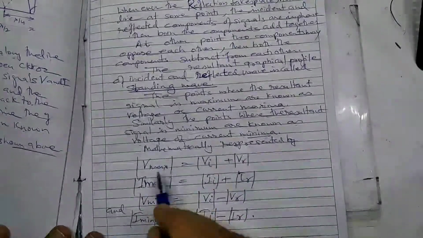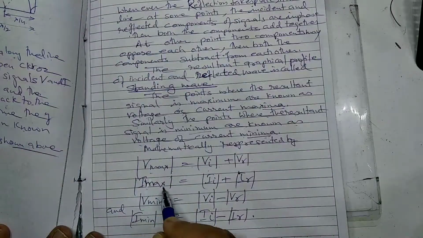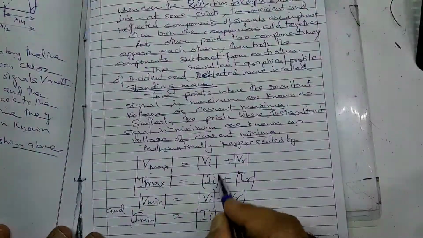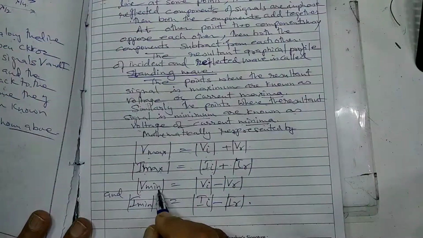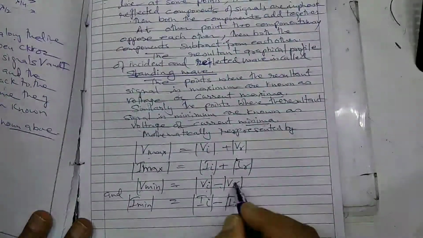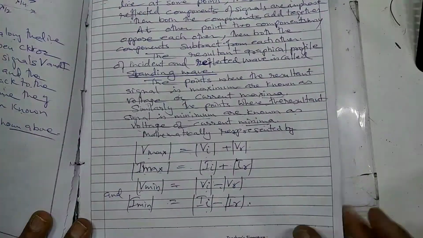Mathematically represented by Vmax is equal to Vi plus VR. Imax is equal to II amplitude plus IR amplitude. And Vmin is equal to Vi minus VR, and Imin is equal to II minus IR.